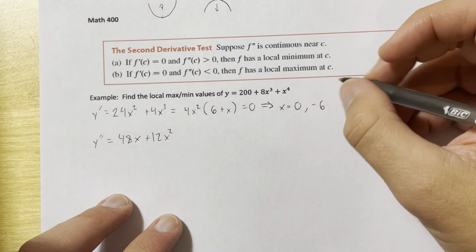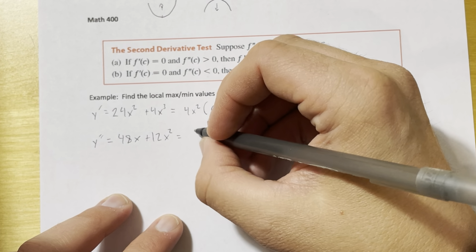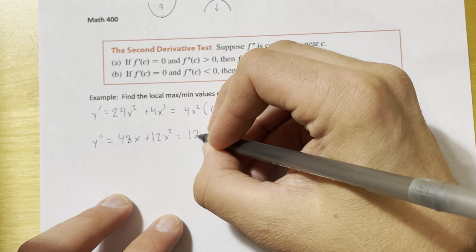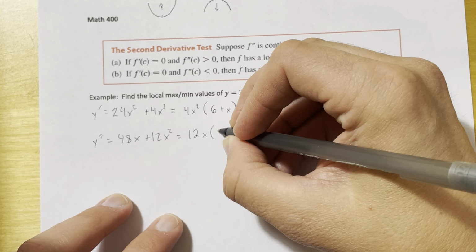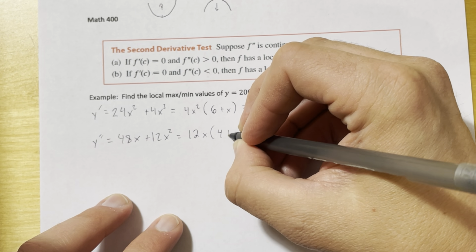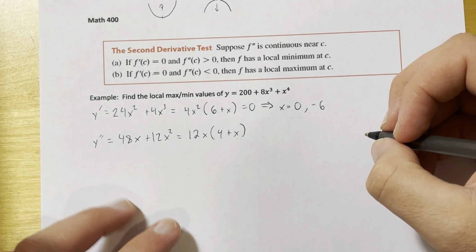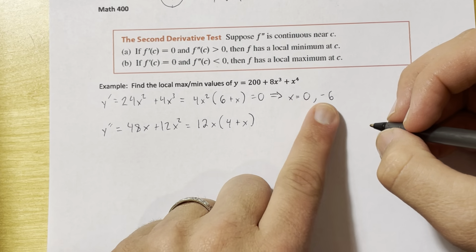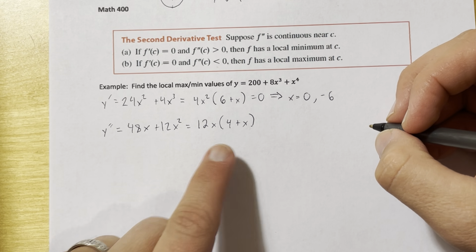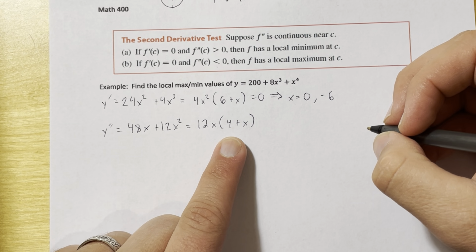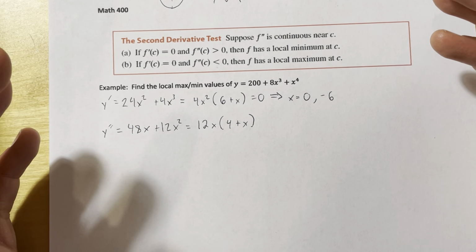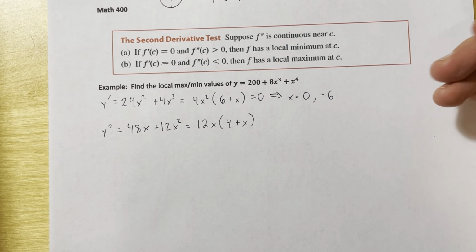Okay? Which, if I wanted to, I could factor that as well. I could write that as 12x times (4 plus x). Now, these two critical numbers, what I want to do is plug them into my second derivative to determine whether we have a maximum or a minimum.